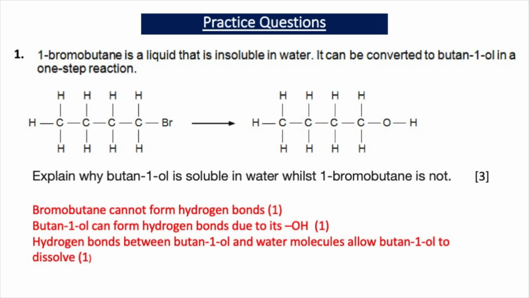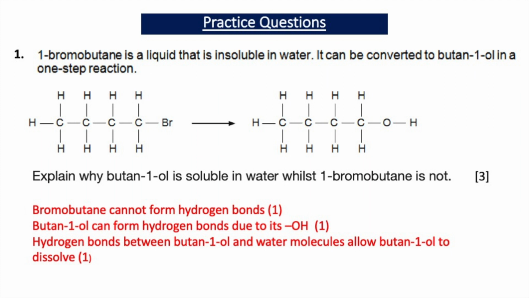So let's go for the answer to question 1. The question is asking to explain why butan-1-ol is soluble in water, but 1-bromobutane is not. Now there's 3 marks for this. If you said bromobutane cannot form hydrogen bonds, there's 1 mark for that. And if you said butan-1-ol can form hydrogen bonds due to its OH group, there's a mark for that. And if you said that hydrogen bonds can form between butan-1-ol and water molecules, and this allows butan-1-ol to dissolve, you get the 3rd mark.